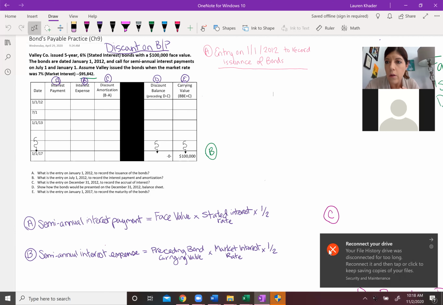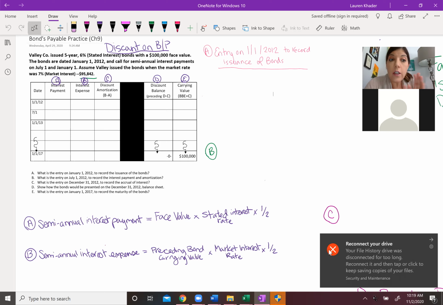So last class, we went over discounted bonds payable using the effective interest method. Starting today's class, you're going to do a practice problem for a discounted bonds payable. Read through it and remember that we have two different interest rates: the stated interest rate, which is the rate these bonds pay interest based on annually, and the market interest rate, which is what similar bonds would be paying.